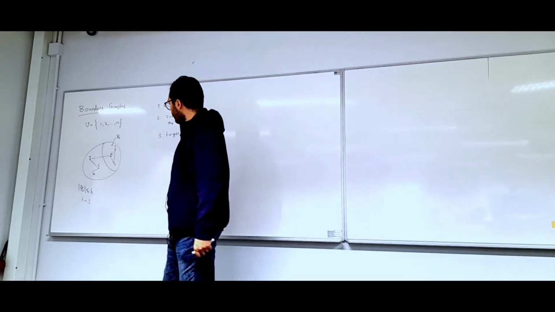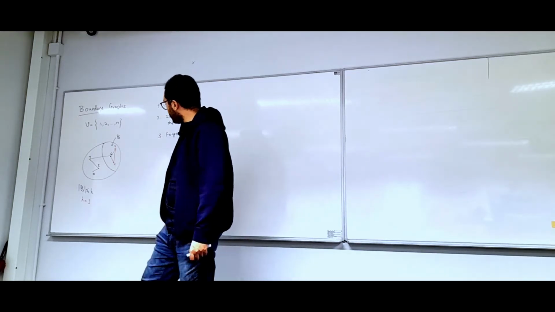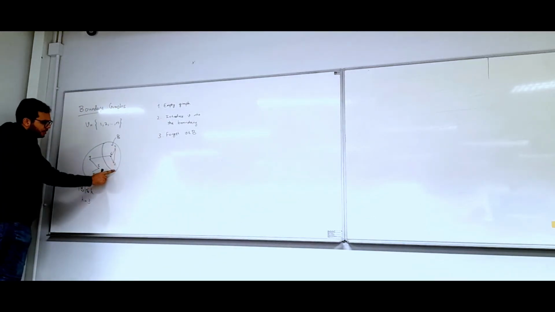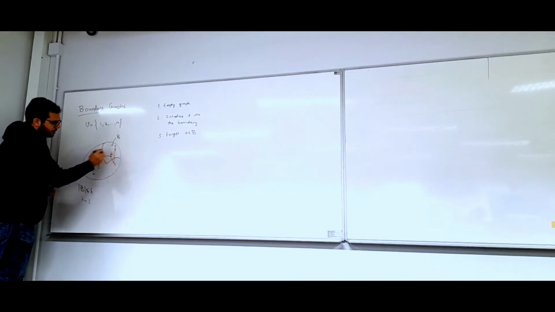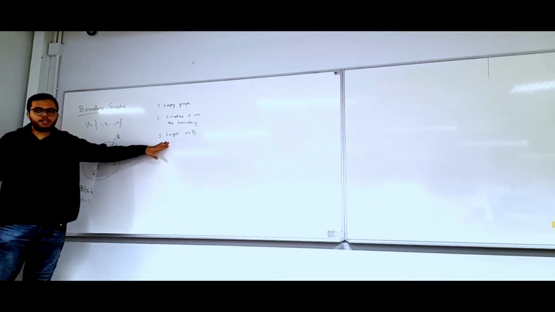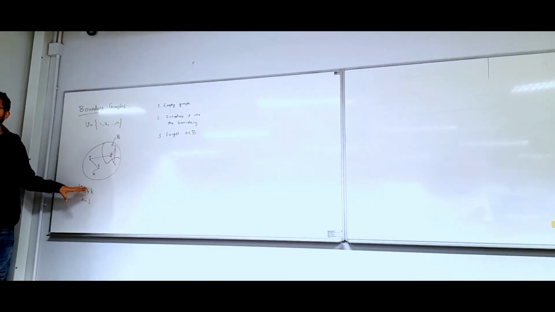Okay? So for example, I can say I want to forget vertex 2 here. And the way I forget vertex 2 is that I just change my boundary so that the boundary does not include vertex 2. Okay? So when I forget a vertex, the vertex remains in my graph. It's just that I'm forgetting it from the boundary.